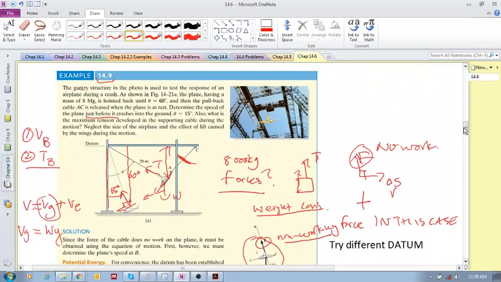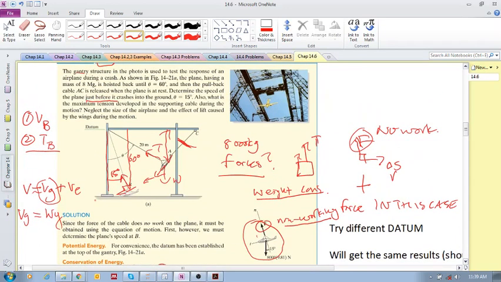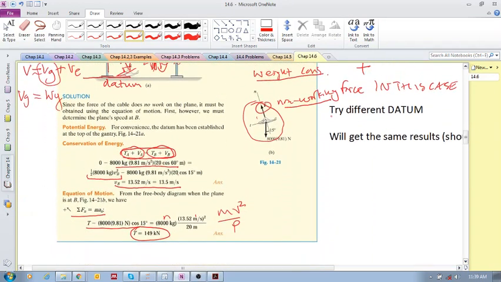So one exercise you could do, guys, is you could change your datum. Put your datum there, and you're meant to get exactly the same answer. So the question is, why does it not matter where we put our datum? It's because we're always looking at changes from A to B. So if you measure your datum from there or from there, you're going to look at the same change from A to B. So try a different datum, and you need to get the same results.